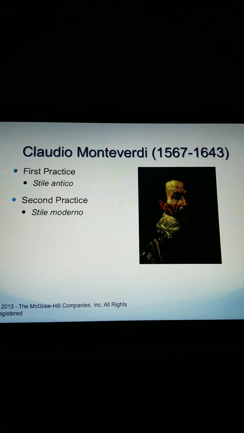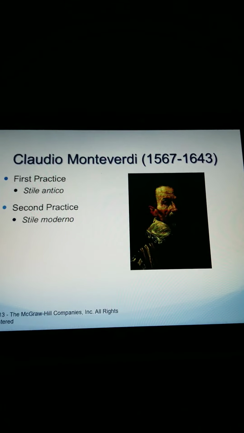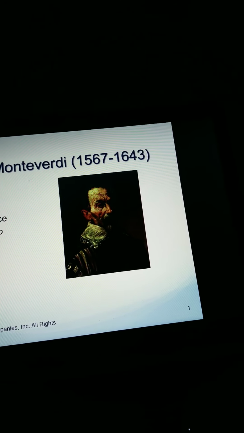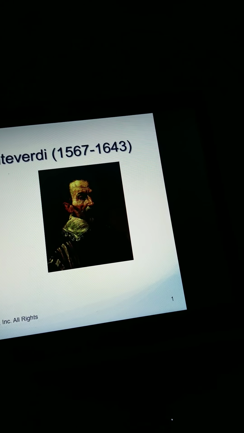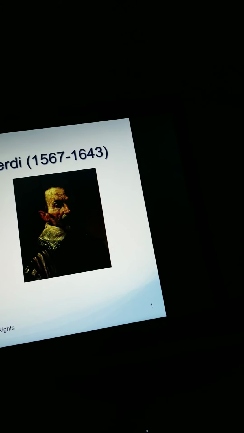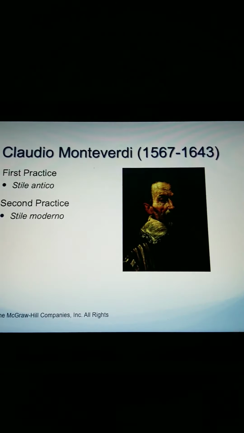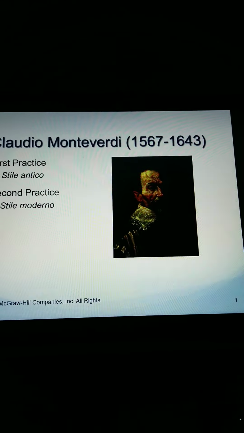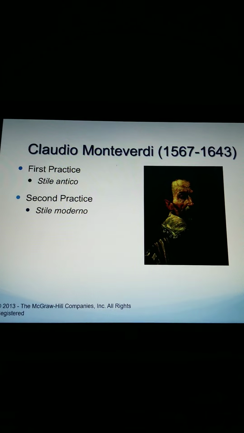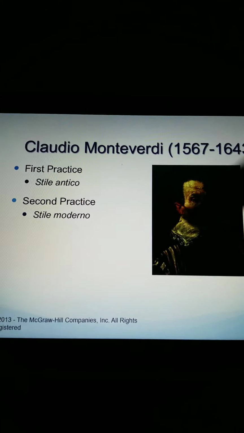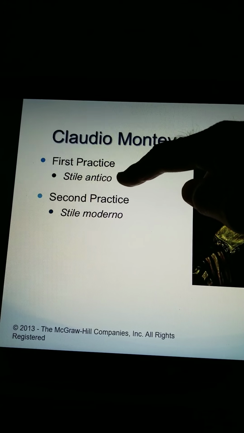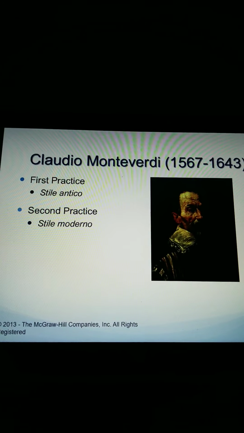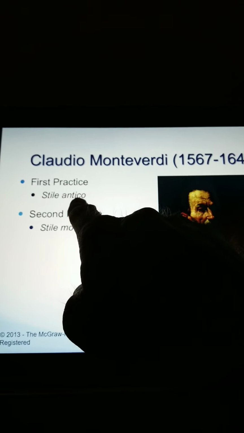Let's start at the beginning of this unit by looking at a composer named Claudio Monteverdi. Claudio Monteverdi was a great composer of this time period. He worked at a church called St. Mark's in Venice, and he composed basically using two different styles. The first style was called first practice, or in Italian, stile antico. Stile antico just means antique style.